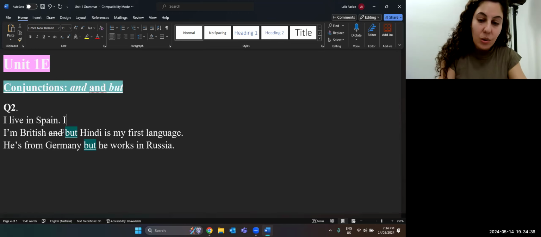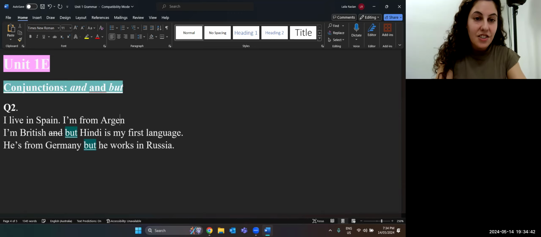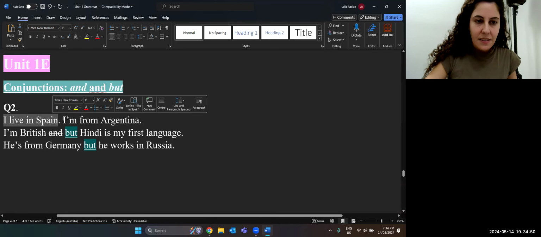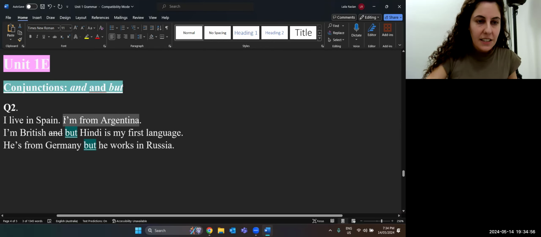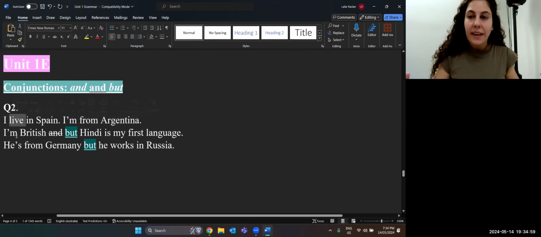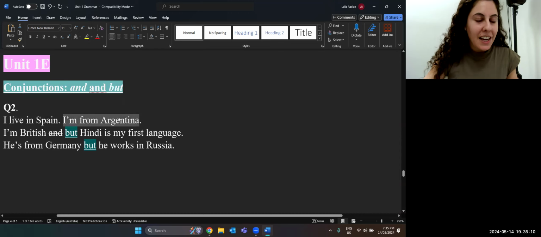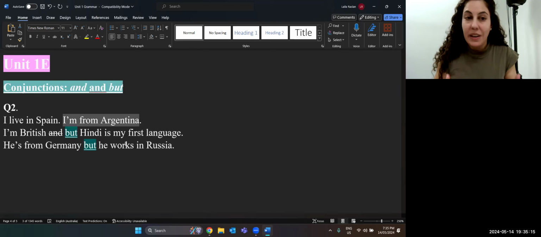But if I have a sentence also, I'm from Argentina. So I can see that I live in Spain. I'm from Argentina. It can't be the same information. It's different. Because if I live somewhere, it means that that's where I'm staying. It doesn't mean that I'm born there. It just means that right now, this is where my home is. But it says here, I'm from Argentina. We know when we use the verb I am, it's to show which country we are from.